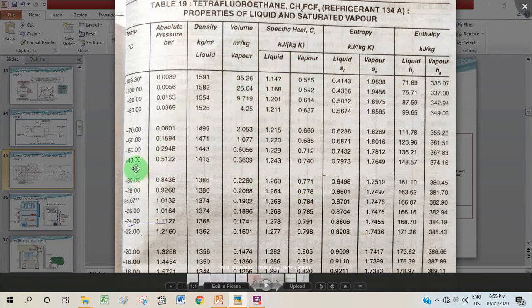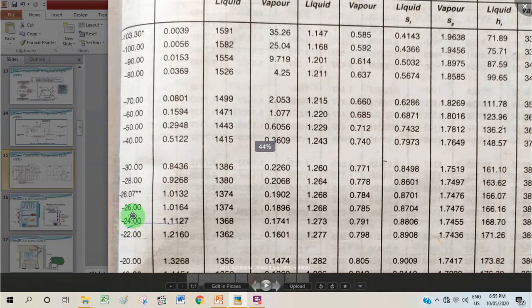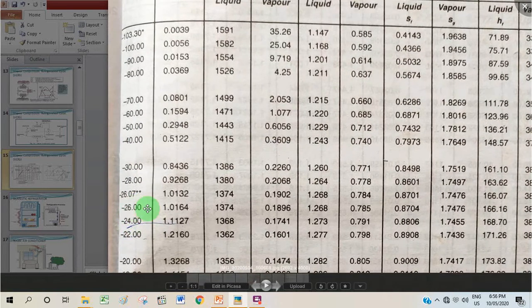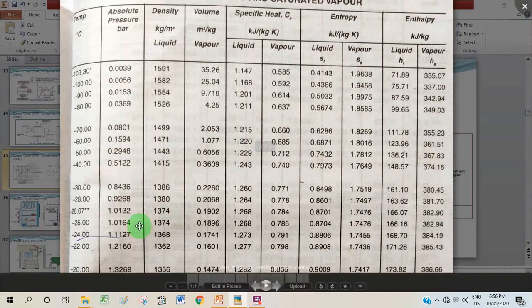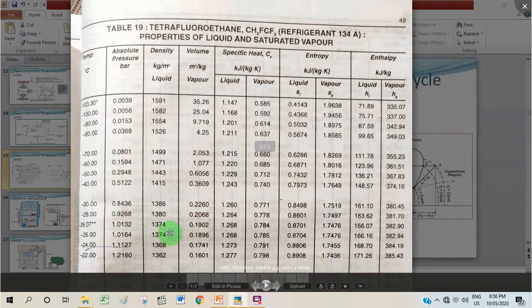Now let us find minus 26 degrees Celsius. The temperature row is available here, so we can extract all these values from here. We'll pick this row. It is not necessary to use all these variables or all these properties.